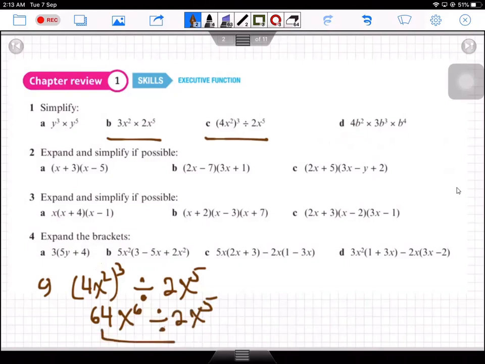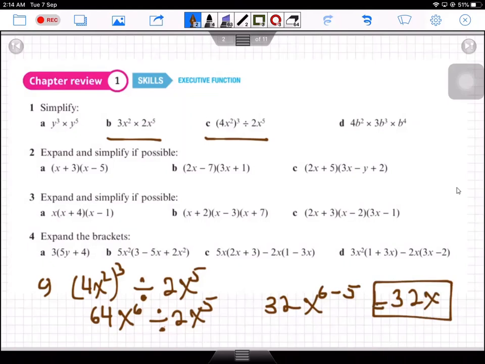Now 64 and 2 are two constant terms. So 64 divided by 2 is 32, and since the bases are the same and the terms are being divided, we get 32x raised to the power 6 minus 5, so the powers will be subtracted. 6 minus 5 is 1, therefore 32x raised to the power 1, which is 32x, is your final answer. As simple as that.